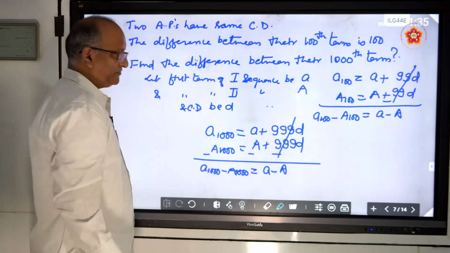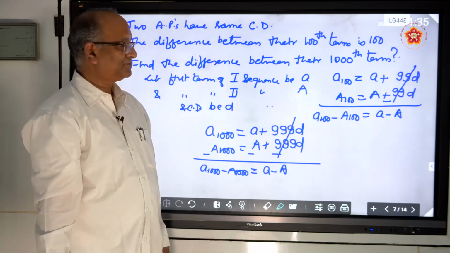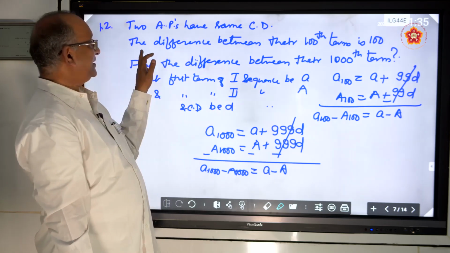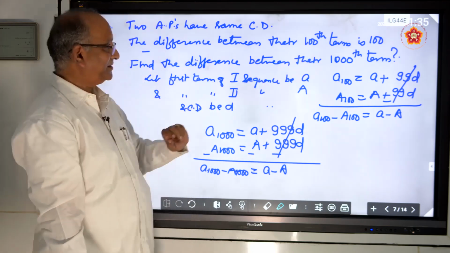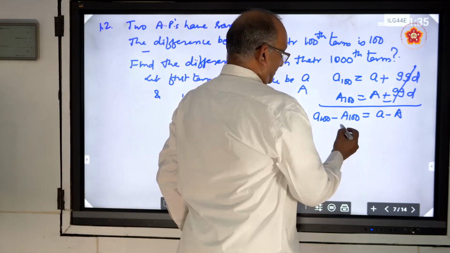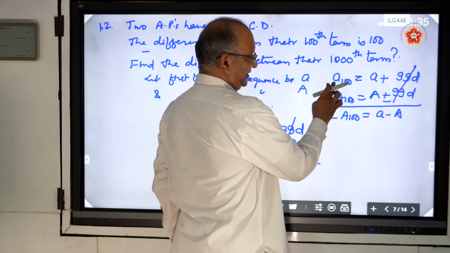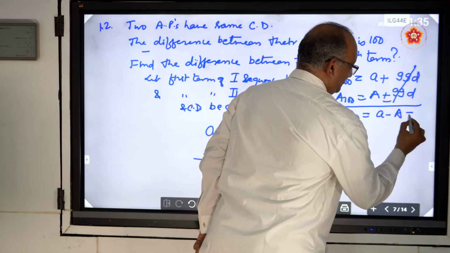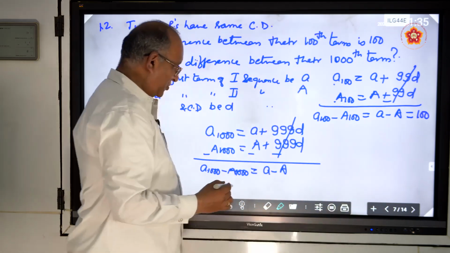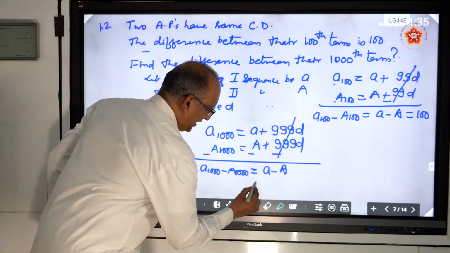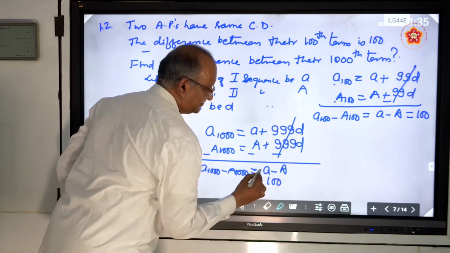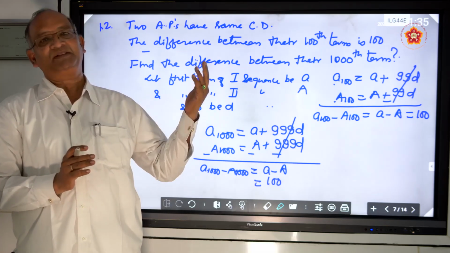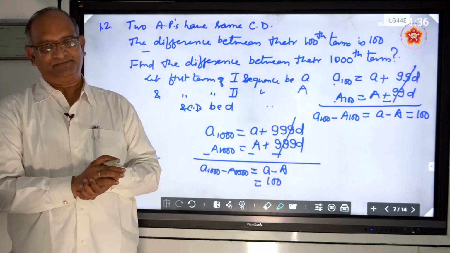And what is small a minus capital A? We have found out. He has given that the difference between their 100th term is 100. The 100th term of the first one and the 100th term of the second one, the difference between them is equal to 100. So when you got a minus A, you can substitute its value and the answer is 100. So whatever is the difference between the 100th terms is the same as the difference between the 1000th terms. So that is the answer.